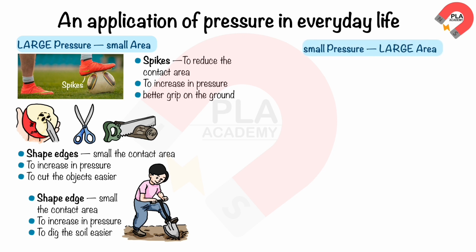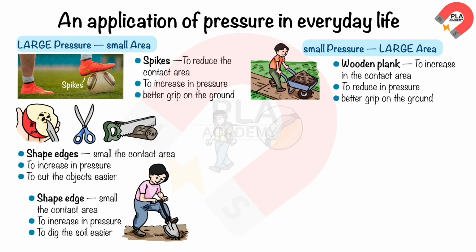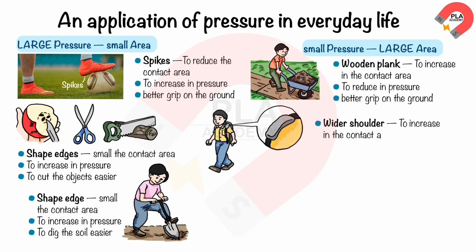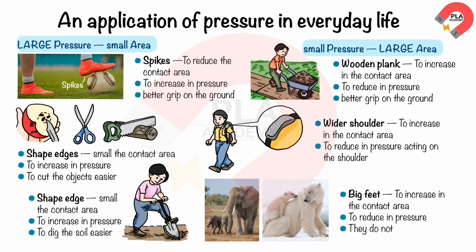When small pressure is due to the large area. For example, a wooden plank increases the surface area of contact with the soft ground, which reduces the pressure and prevents the wheelbarrow from sinking on the soft ground. The wider shoulder pad has a large area, which reduces the pressure that acts on the shoulder. The elephant and the polar bear have big feet, which create a large surface area of contact with the soft ground or snow. This reduces the pressure, so they do not sink too deeply.